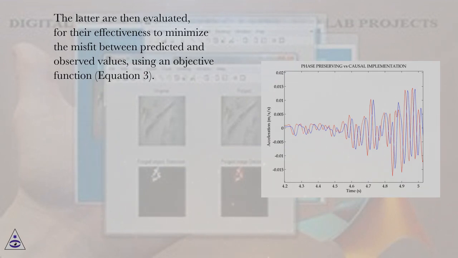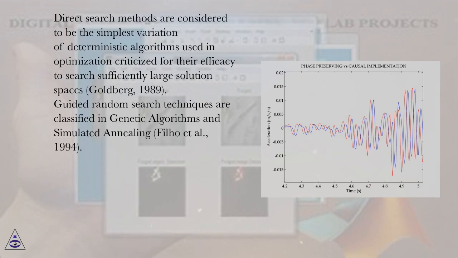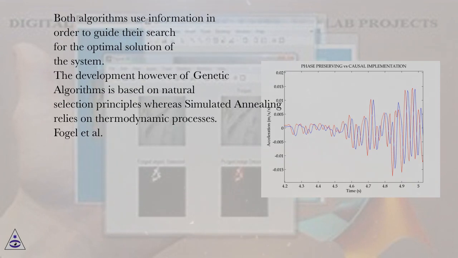Using an objective function, equation 3. Direct search methods are considered to be the simplest variation of deterministic algorithms used in optimization, criticized for their efficacy to search sufficiently large solution spaces, Goldberg, 1989. Guided random search techniques are classified in genetic algorithms and simulated annealing, Filio et al., 1994. Both algorithms use information in order to guide their search for the optimal solution of the system. The development, however, of genetic algorithms is based on natural selection principles, whereas simulated annealing relies on thermodynamic processes.